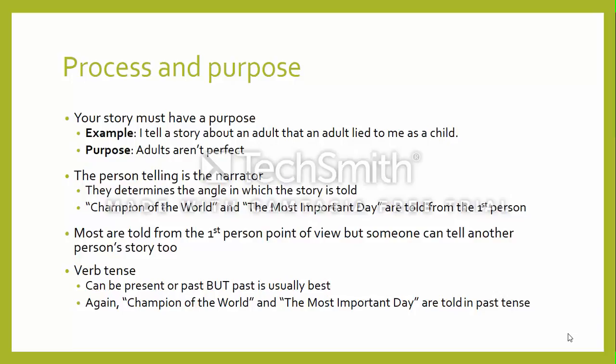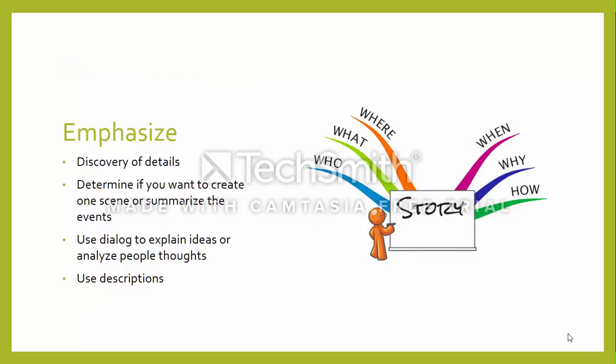The one thing that you want to make sure you pay attention to is also your verb tense. It can be told in the present, but usually it's in the past, and the best stories are told in the past because you're usually reflecting back on that experience. And again, when you read Champion of the World and The Most Important Day, you'll see that it is told in the past tense, quite a few years in the past. Maya Angelou was actually talking about something that happened to her when she was a very young child, as well as Helen Keller in The Most Important Day. So just pay attention to the verb tense.